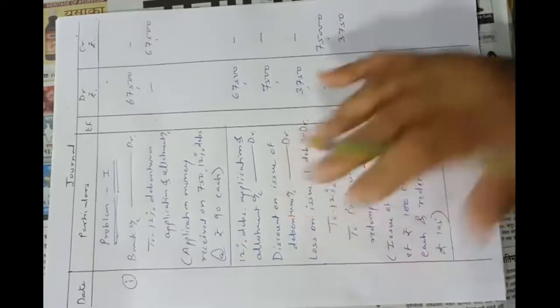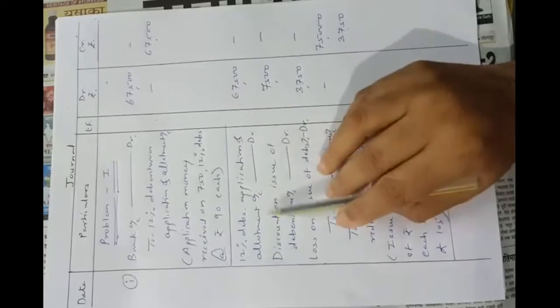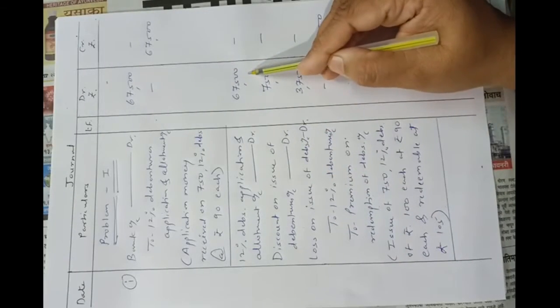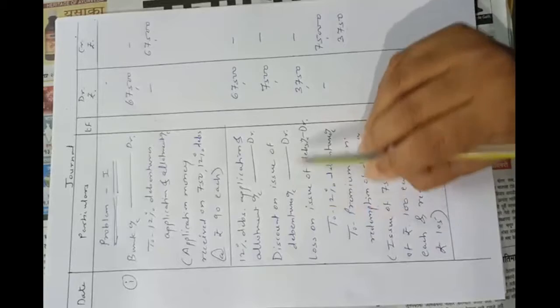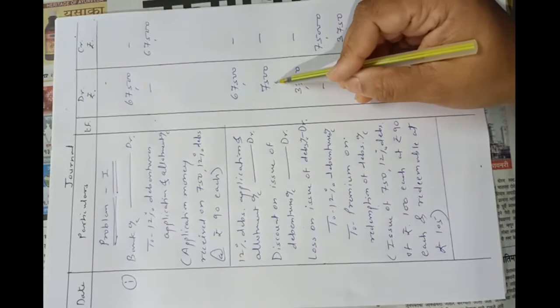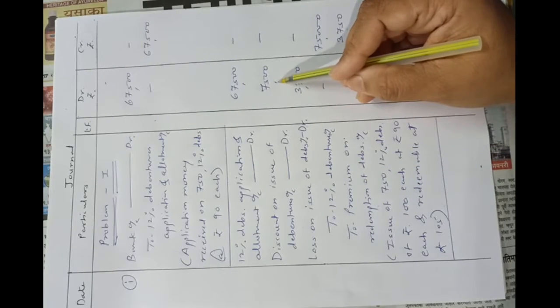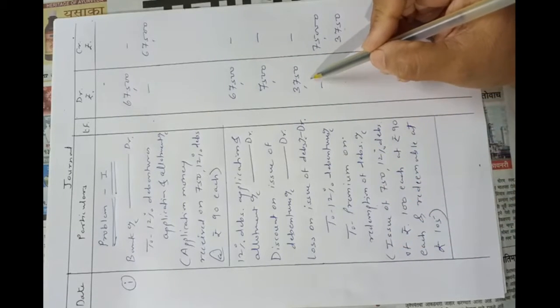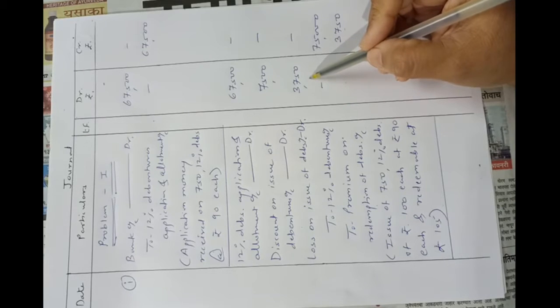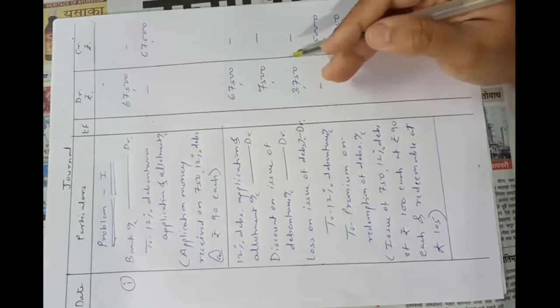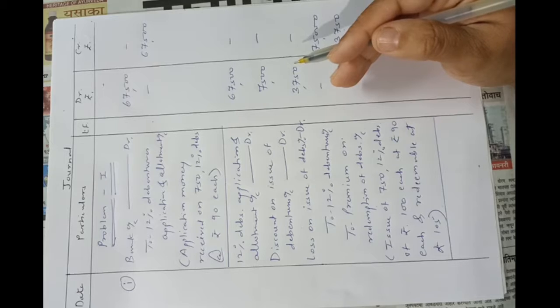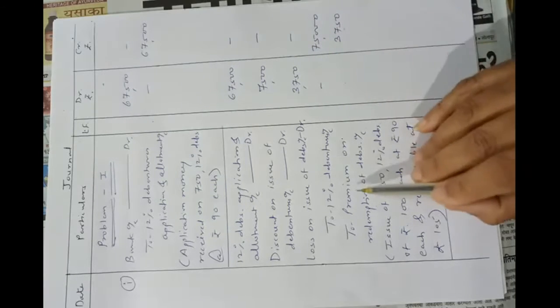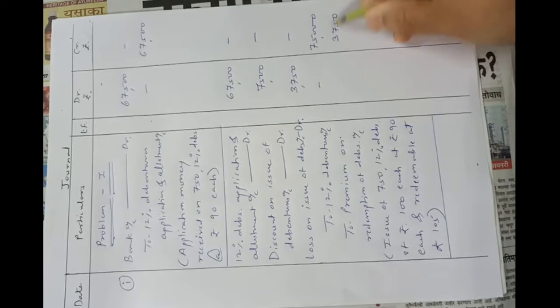So entry passed will be 12% debenture application and allotment account debit 67,500. Discount on issue of debentures account debit 7,500, that is 10% discount at the time of issue. And loss on issue of debentures account 3750, that is these debentures are repayable at 5% premium, that is we have to pay 5 rupees per debenture more to these debentures as premium at the time of repayment. Premium on redemption is 3750 and it will be lost to the firm.